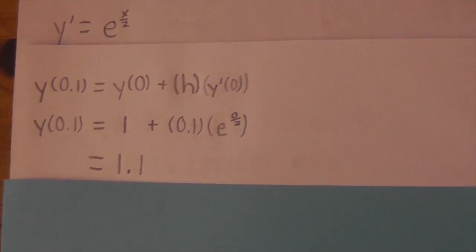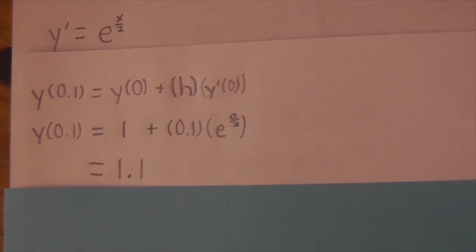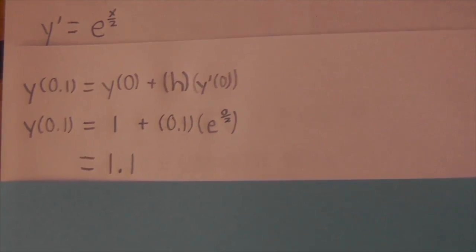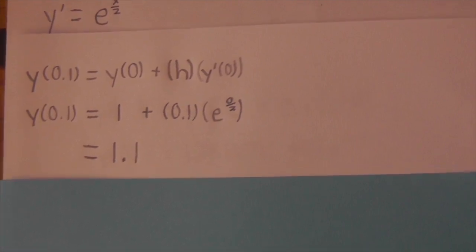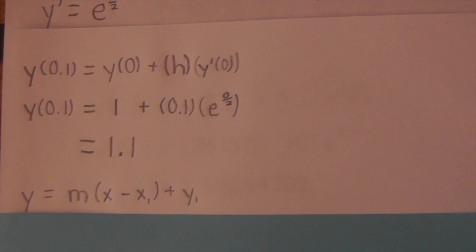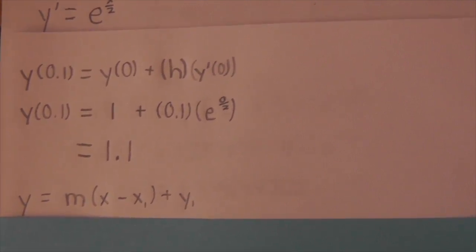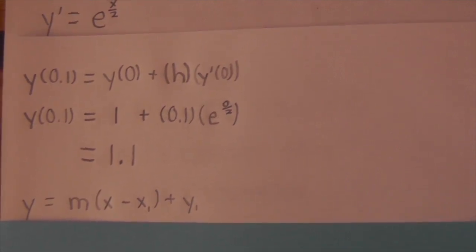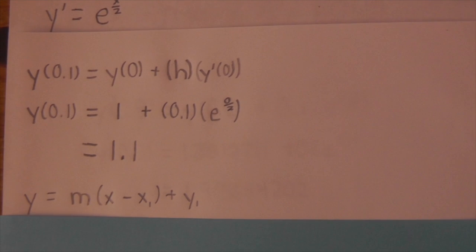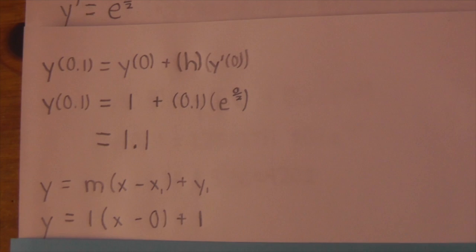Another, perhaps easier way to think of this is that we are creating a tangent line at y of 0, and we are using it to find y of 0.1. The equation for our tangent line would be y equals m times x minus x1 plus y1 from our point slope form. M is the slope, which would be the same as y prime at the point 0, 1. Y prime at this point is equal to e to the 0, or 1.